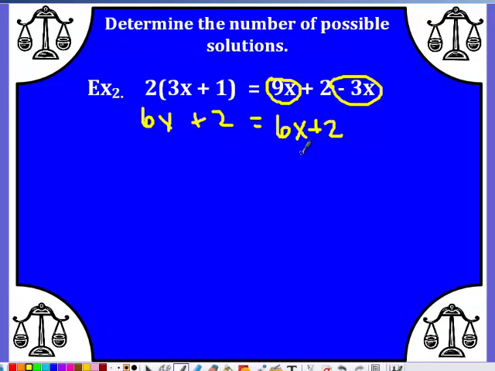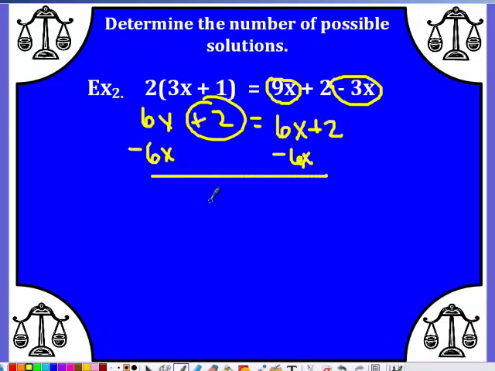Oh, I have variables on the left and the right. The rule of thumb is to eliminate the small variable, but since they're both the same, it doesn't matter. And so we subtract 6x from both sides, leaving us with a +2 equals another +2. We see we have 2 equals 2. So our solution is infinite. That means we can use any value to put in x to get a true statement. We have an infinite amount of solutions.